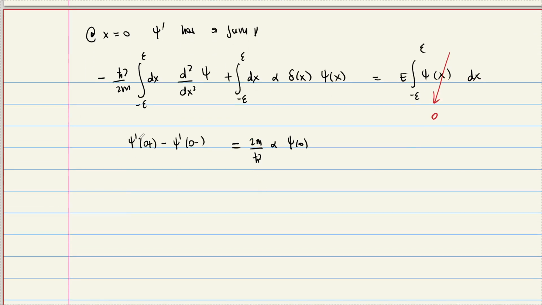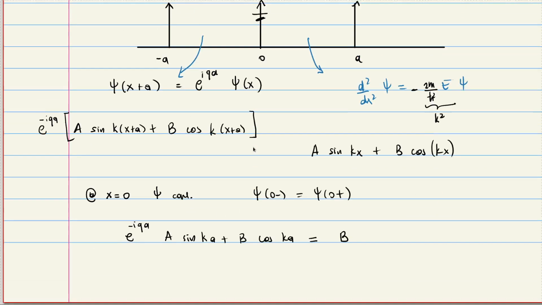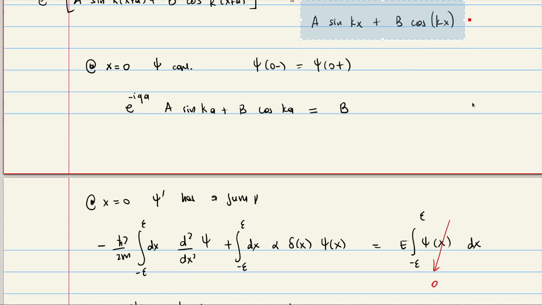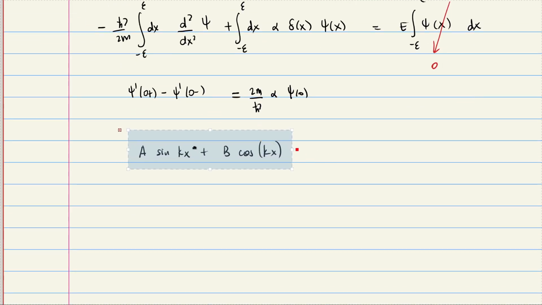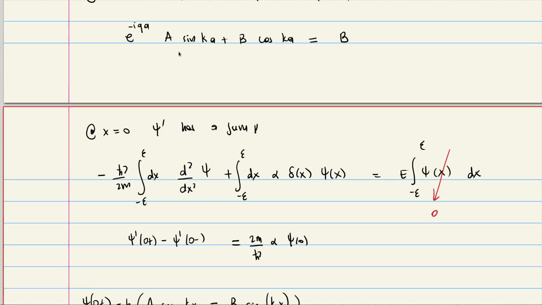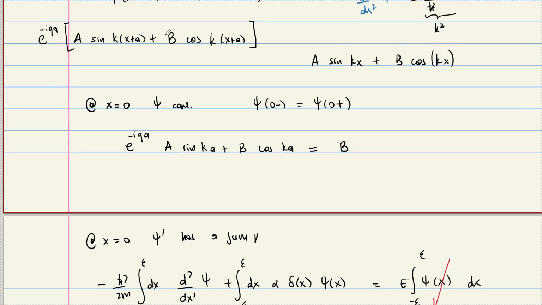Now let's calculate psi prime on the right hand side and psi prime on the left hand side, take the difference, and set it equal to this. So one is this. The derivative is going to be, sine becomes cosine, I'll have k, and cosine becomes minus sine. There will be a minus. And this is equal to psi of 0 plus. And I'll do the same thing here. So this is the other psi.